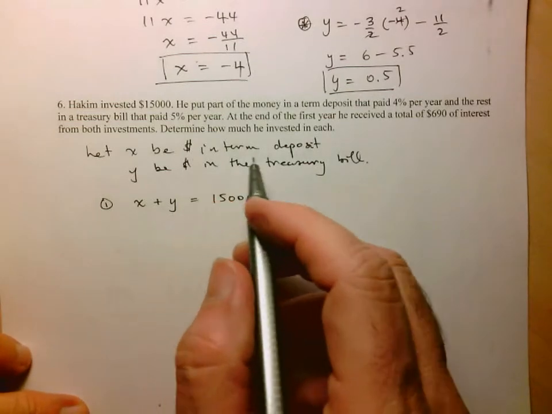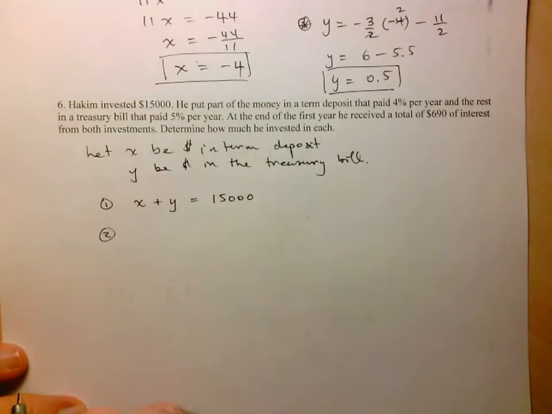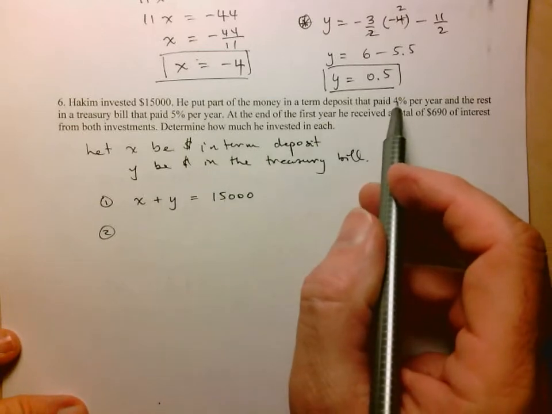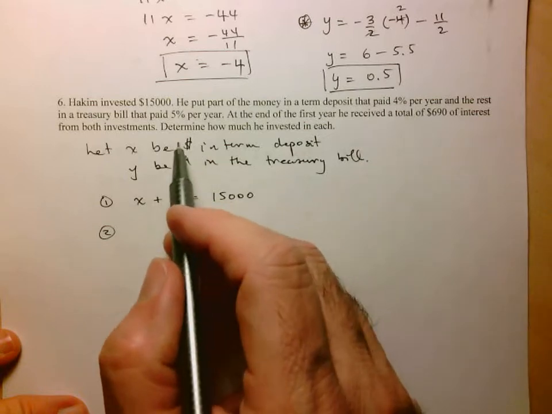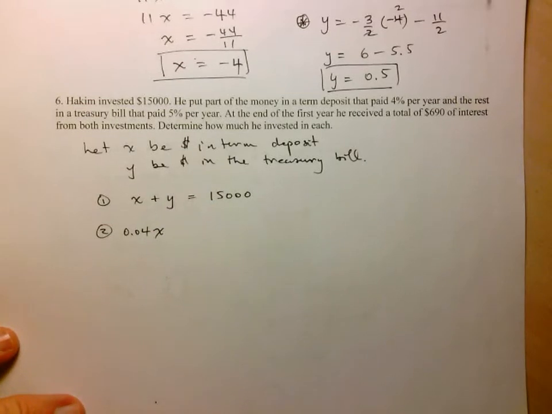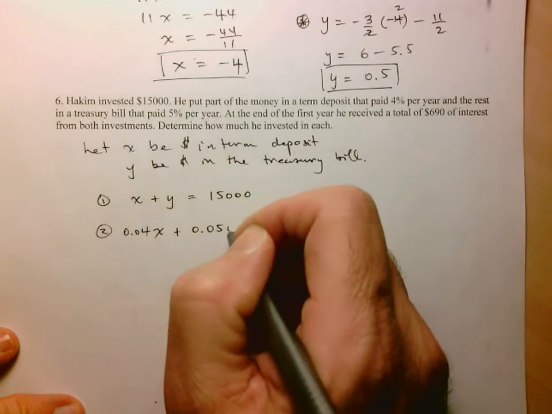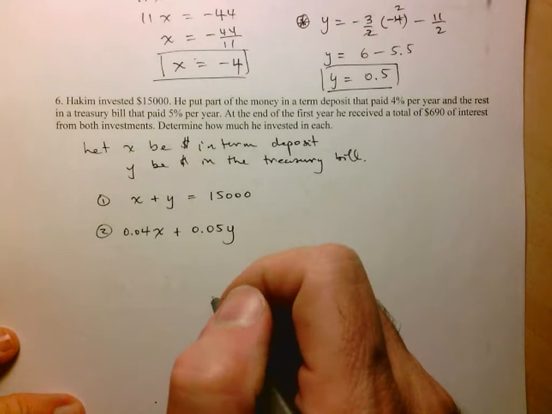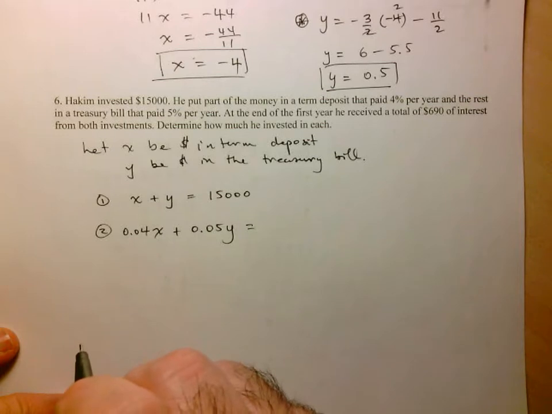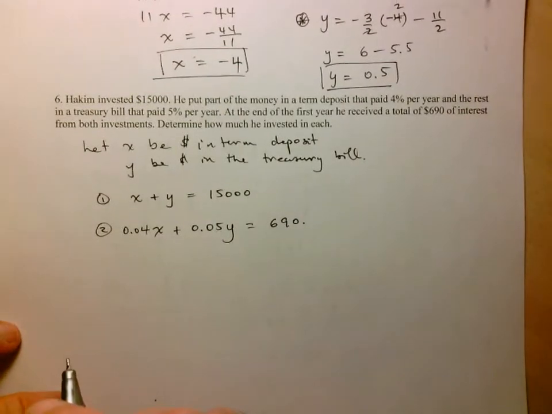Okay, now the other piece of information they give me is about the interest that he makes. So now let me come up with an equation for the interest. Well, for the term deposit, he made 4%. So how do you find 4% of that amount? You just do 0.04 times the amount invested in the term deposit plus the second one paid 5%, which is 0.05 times the amount invested in the treasury bill. And if I take the two interests and put them together, I should get my total of 690. And here are my two equations.